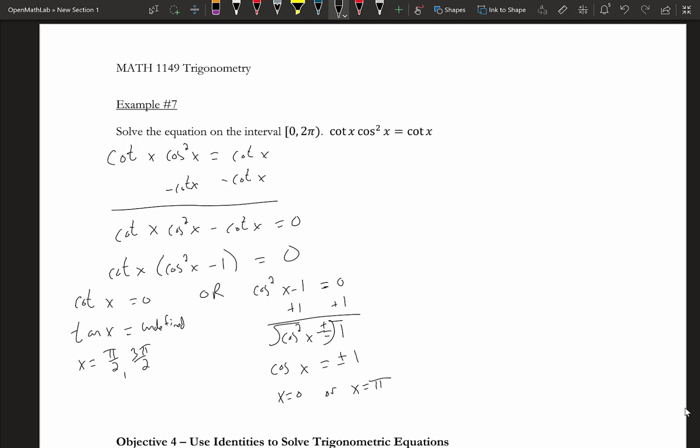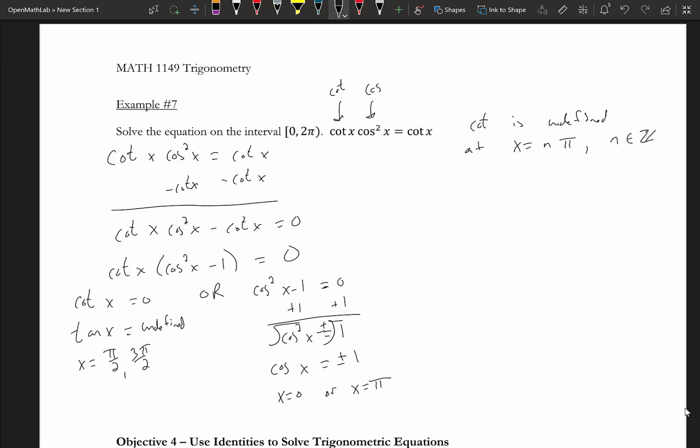So if we think about plugging these into the original equation, remember, looking back on page 1, just a refresher, the functions we have here are cotangent and cosine in the original equation, right? Cosine, the domain's all real numbers, so we don't have to worry there. But remember, cotangent is undefined at x equals n pi, where n is an integer.